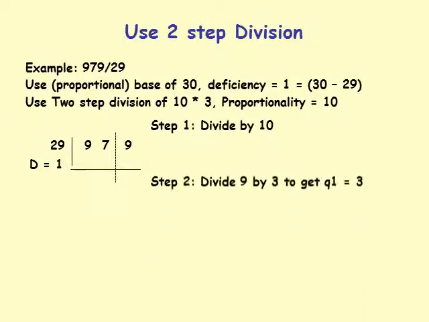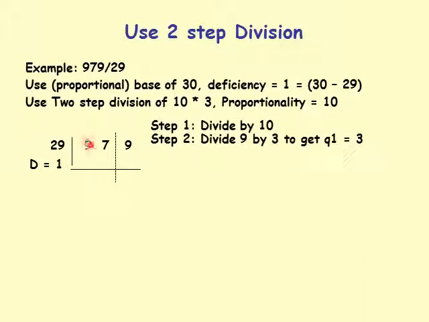So now I have 9 here, and we have to divide by 3. 9 divided by 3 is 3, remainder 0. So my first quotient digit is 3. I got a 3 here. Now this is the adjustment for the deficiency: add Q1 to the next dividend digit. So we are going to add 3 to the next dividend digit.